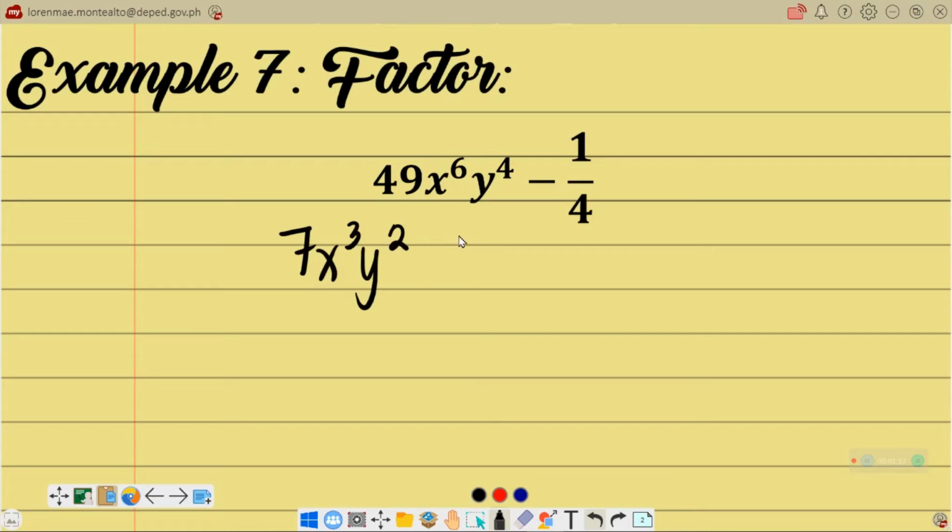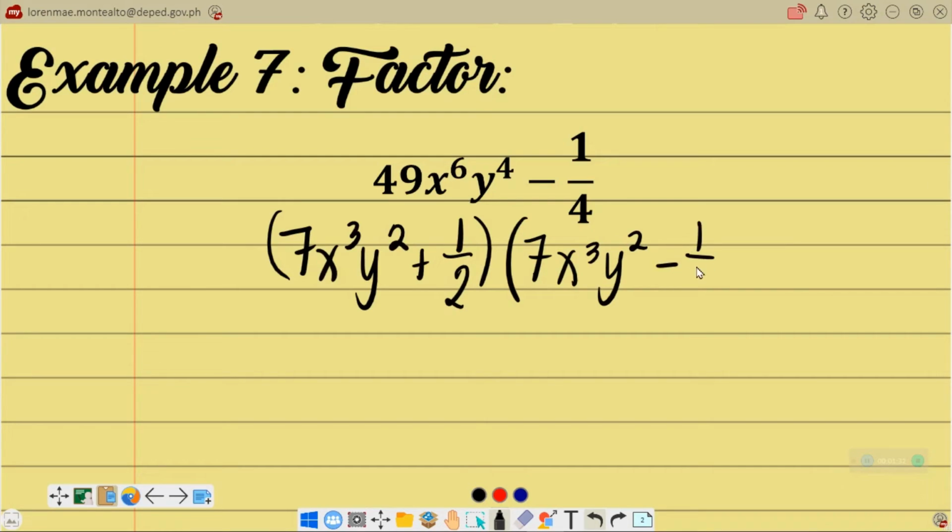And then, what is the square root of 1/4? What is the square root of 1? It is 1. And what is the square root of 4? That is 2. And let's not forget, we should form our answer as the sum and difference of their square roots. So, we have our final answer: the quantity of 7x cubed y squared plus 1/2 multiplied to the quantity of 7x cubed y squared minus 1/2.